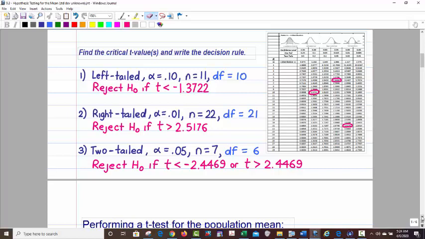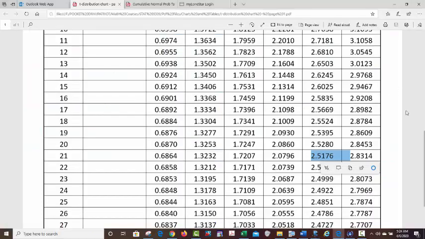No way on an exam is that going to happen. But it's supposed to be the word "or," not "and." "And" implies it can happen at the same time, which is impossible. You can't be less than a negative number and greater than a positive number at the same time. So, two-tailed.